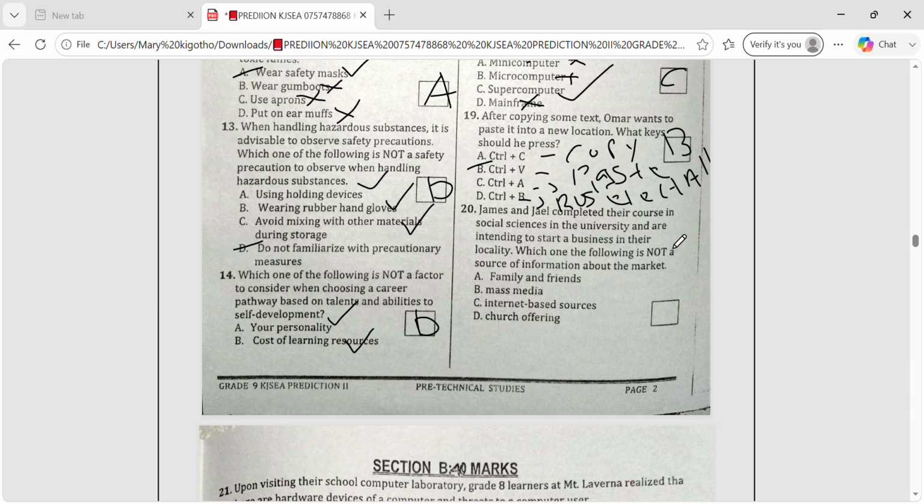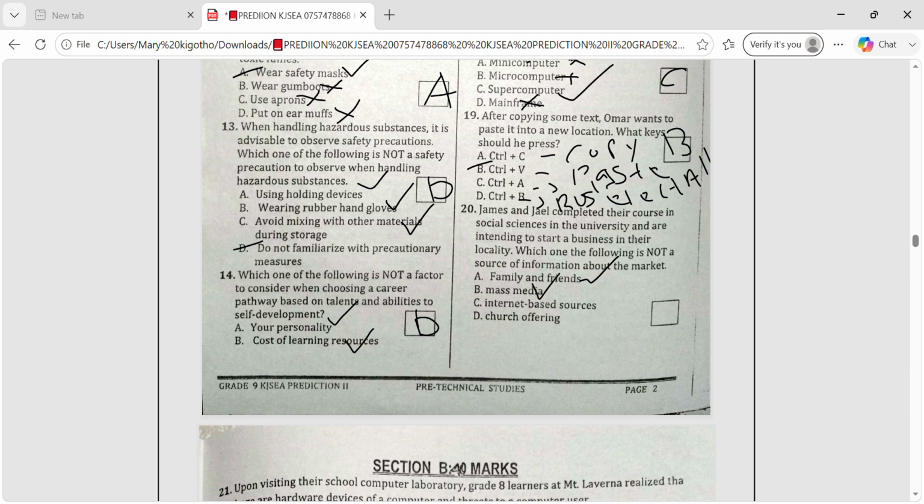So that is computer work. We go now to question number 20. James and Giles completed their course in social sciences in the universities and intend to start a business in their locality. Which of the following is not a source of information about the market? We have family and friends. Yes, mass media.